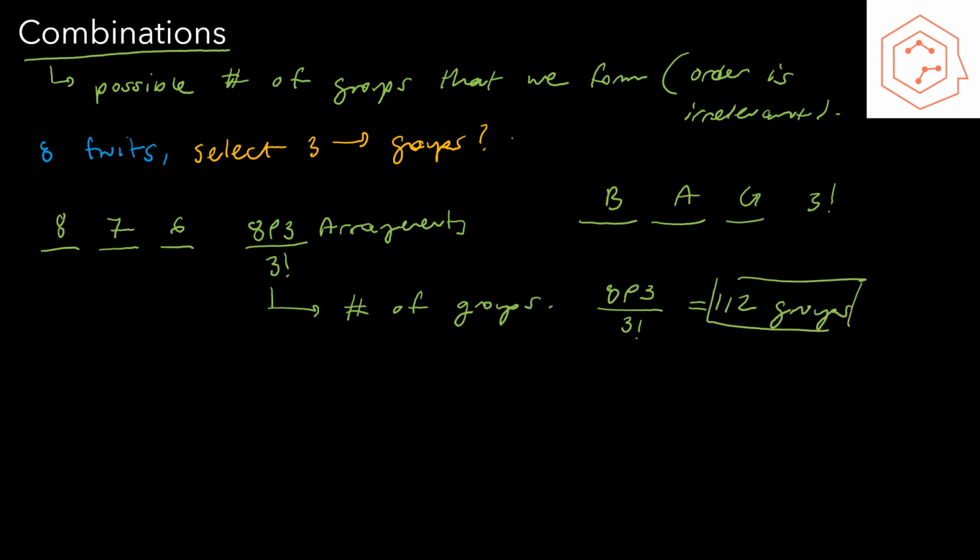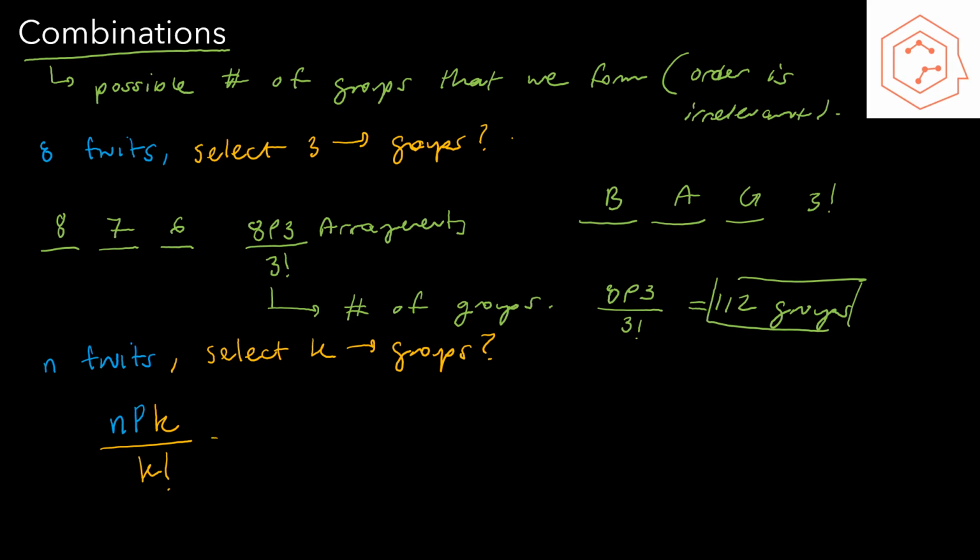Now if we want to generalize this to work with any amount of objects, suppose we have n fruits and we're picking k, so select k, and we want to know how many groups we can form. In that case, we have n pick k arrangements, and then we're going to divide by k factorial, which is the total number of rearrangements we have, and this gives us our total number of groups.